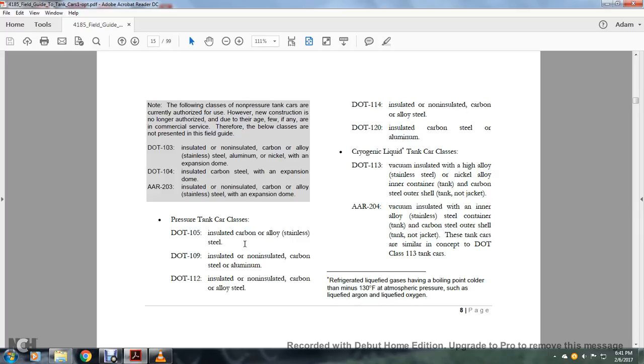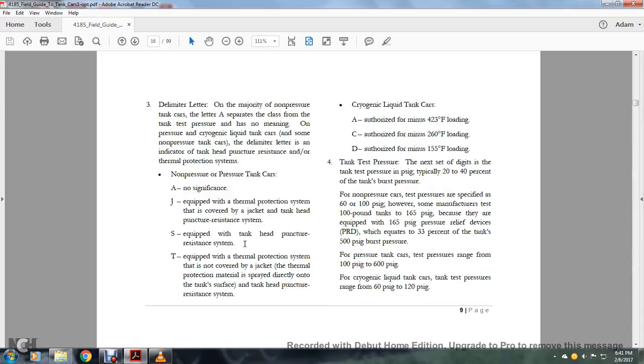Alright, your cryogenic liquid tank car classes. DOT 113, vacuum insulated, high alloy stainless steel, nickel alloy interior container tank, carbon steel outer shell tank not jacketed. Association of American Railroads vacuum insulated with an inner alloy steel container tank and a carbon steel outer shell tank not jacketed. These tank cars are similar in concept to the class DOT 113 tank cars.